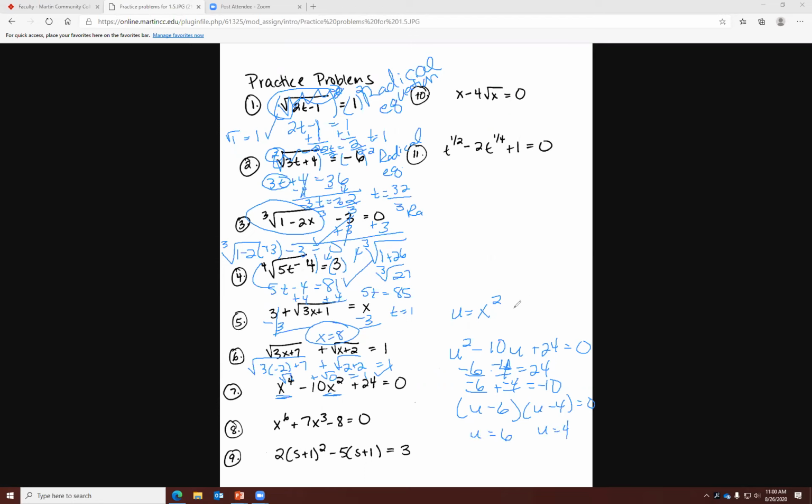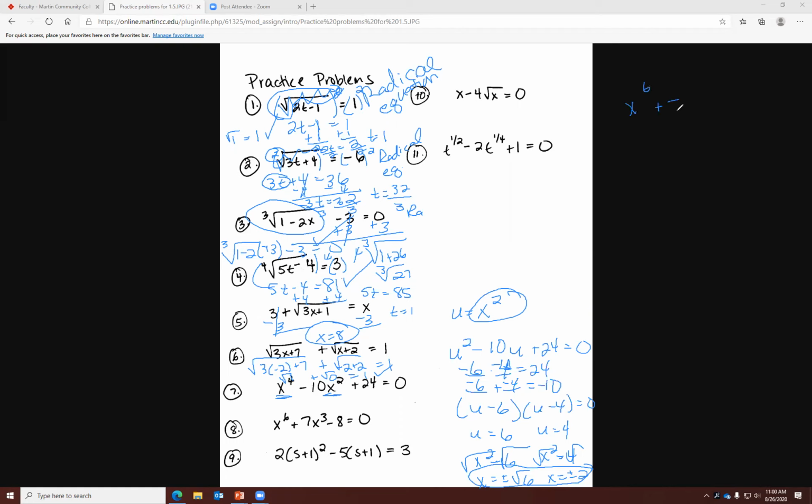And then the last thing you have to do, guys, is you have to plug this, what you let it substitute in for, back in. So you end up with x squared equals 6 and x squared equals 4. And then you solve it, square root, so x is equal to plus or minus square root of 6, and x is equal to plus or minus 2. And those would be your 4 answers. Okay? All right. The next one, same process.